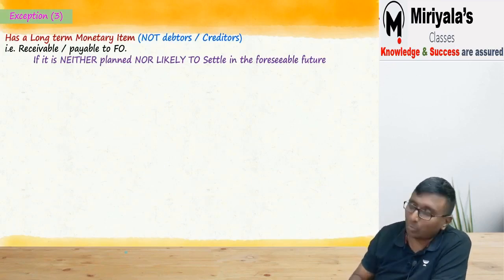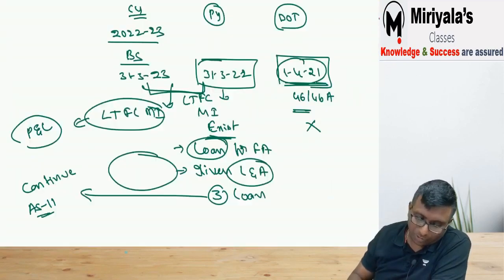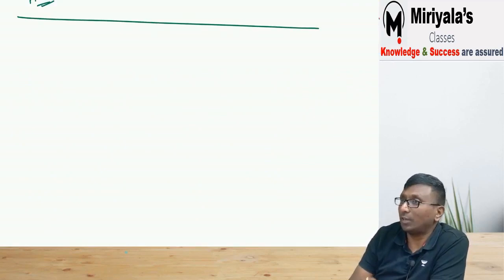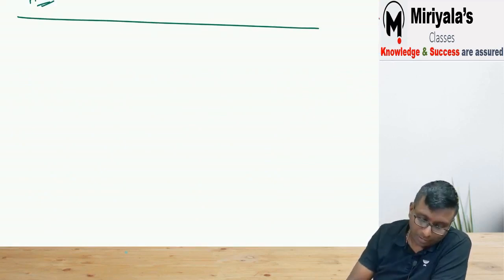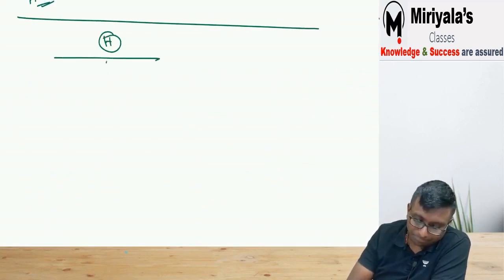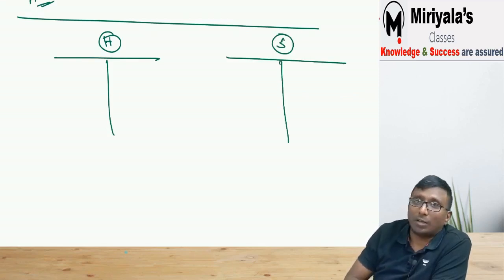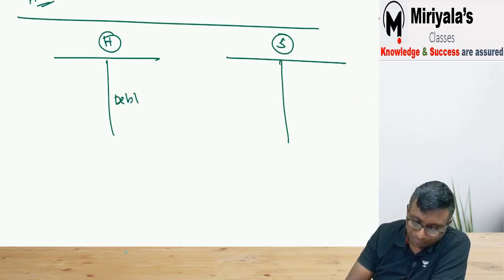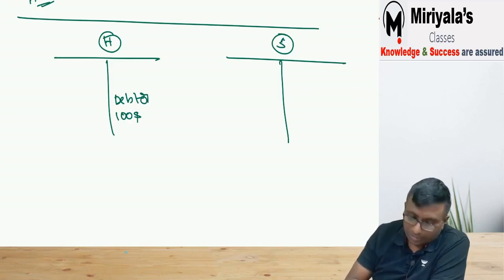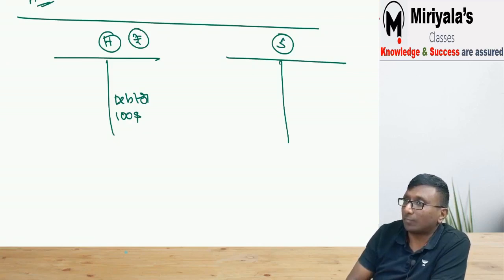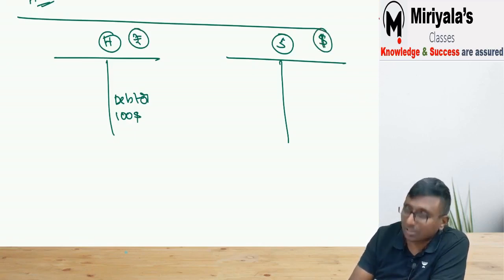And again, I have one more point to say. Look at this, observe carefully. This is the holding company, this is the subsidiary company. Here there is a debtor, receivable from the subsidiary. How much? $100. See, the rupee is the functional currency for us. For them, the dollar is the functional currency.